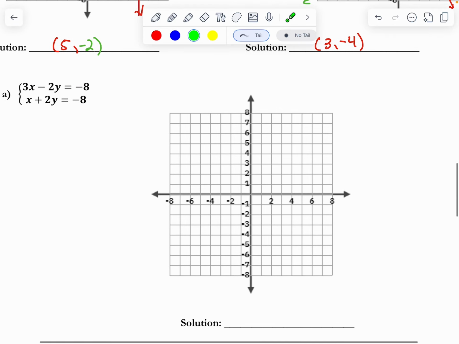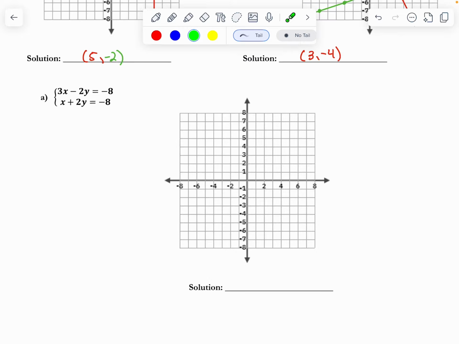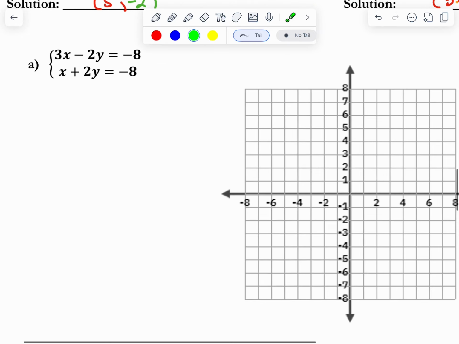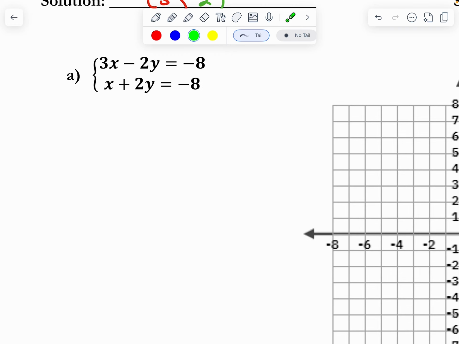All right, perfect. We got one more on this page and then two more questions, and we're done. This one's the hard one. Hardest one on here. Why? Well, because we've got two equations.